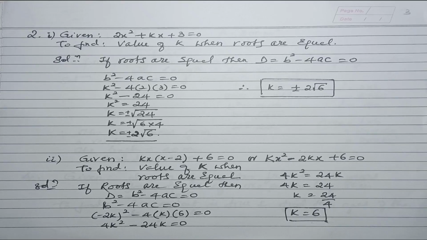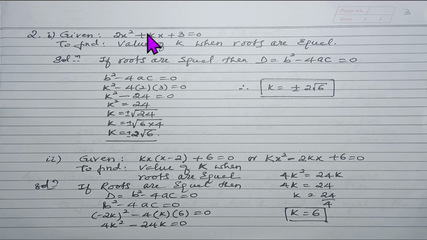Now coming to the next important example, we are given 2x square plus kx plus 3 equal to 0. We have to find the value of k when the roots are equal. Please understand, here we are given a quadratic equation in which k is unknown. Now if the roots are equal, we know that d, that is b square minus 4ac, is equal to 0. When the roots are equal, d is equal to 0, therefore b square minus 4ac is equal to 0.